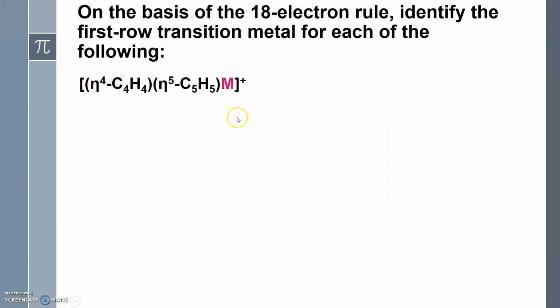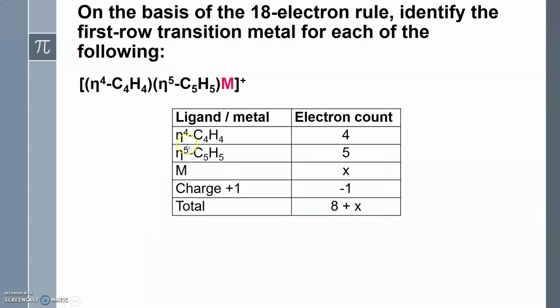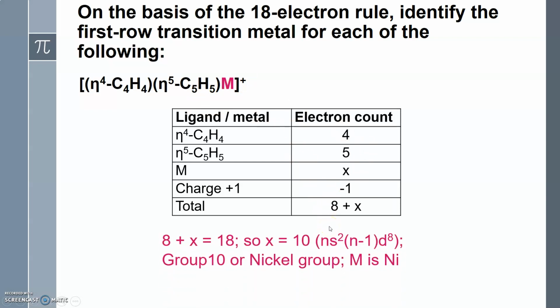Again, we will take up one more charged complex here. Eta 4 C4H4 refers to cyclobutadiene, where both the double bonds are attached to the metal, so the electron count is 4. This is the cyclopentadienyl anion, and the electron count is 5. The metal electron count is X, because we don't know what the metal is. The charge is plus 1, so we are subtracting the electrons. The total electron count is 8 plus x, which means that x is equal to 10. Now 10 refers to the nickel group, and the metal here is nickel.